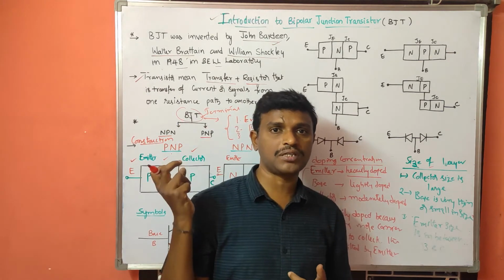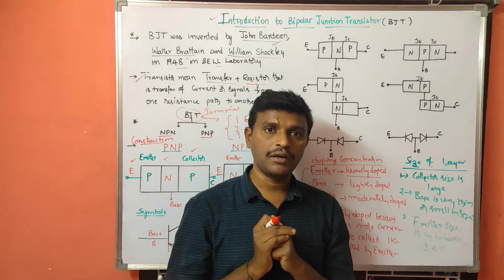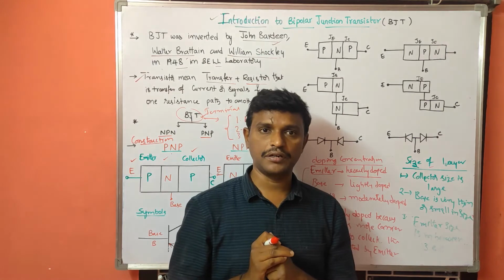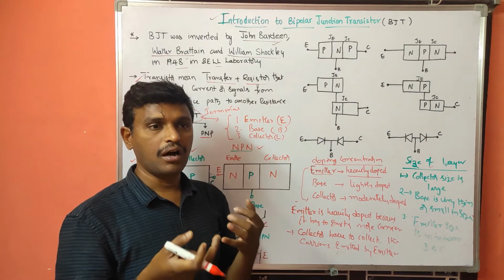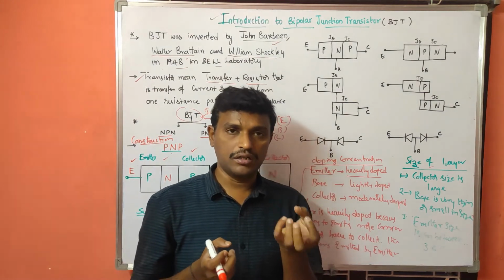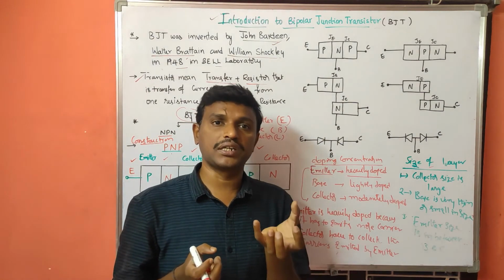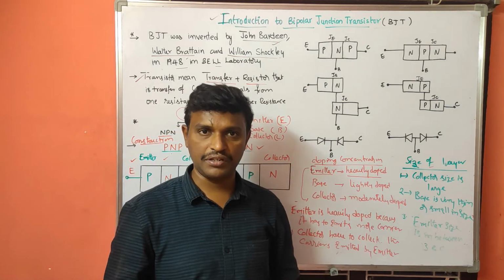The current is flowing, which means the electrons are flowing through that. Because of that, heat will be generated. Similarly, as it carries more and more charge carriers, the temperature of that material will increase. The temperature of that collector region will increase.